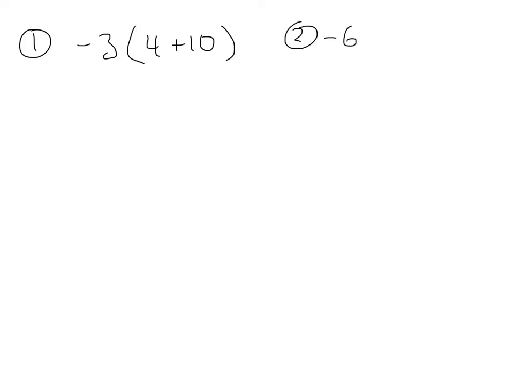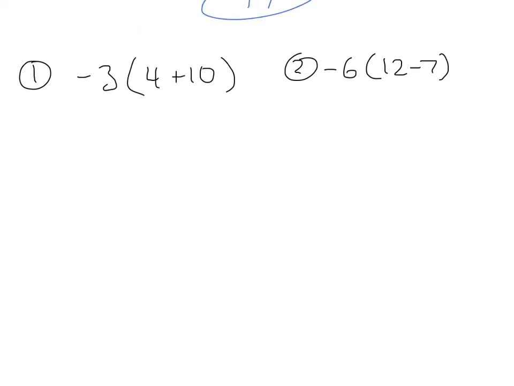So I want you to take a minute and try these two. Using the distributive property, I want you to take negative 3 times the quantity 4 plus 10, and then I want you to take negative 6 times the quantity 12 minus 7. Alright, use the distributive property on both of those. Play it when you're done to see if you got the right answer.